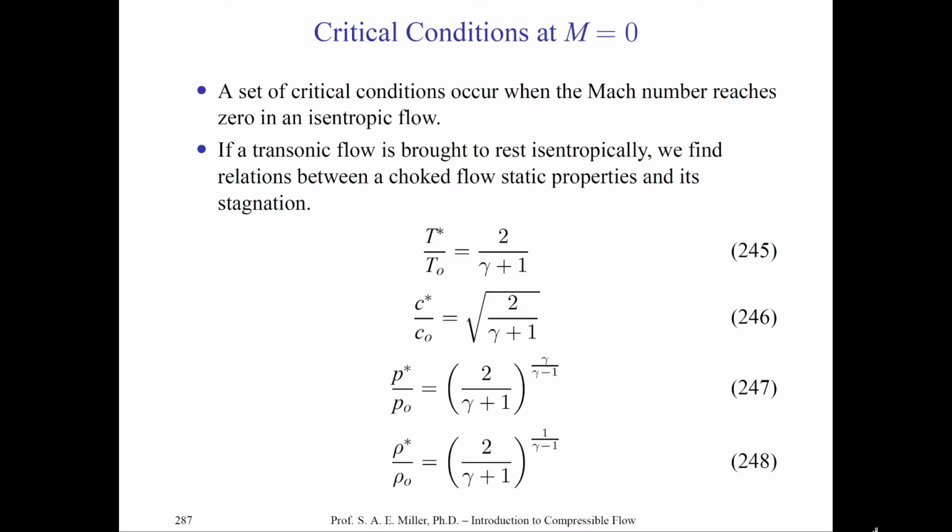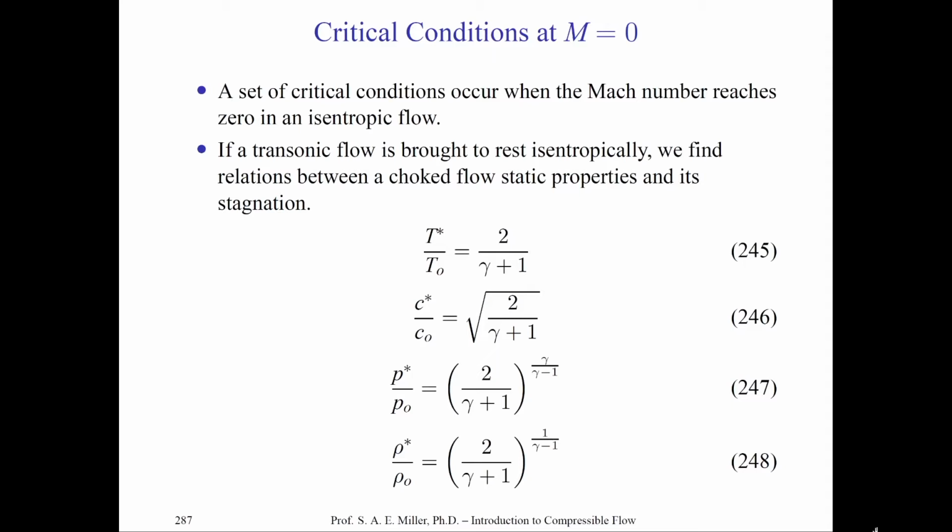We can then reduce these further and look at the relations, of course, between M equals 0 and M equals 1 in particular isentropic flows. For example, if a transonic flow is brought to rest isentropically, we might find relations between the so-called choked flow static properties, that's where M equals 1, the flow is choked according to the Mach number area relation, and the particular stagnation condition in the flow, which is the point where the flow might be brought to rest isentropically from any other Mach number besides 1, of course.